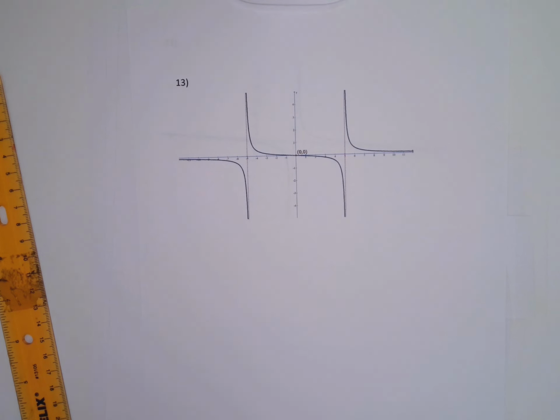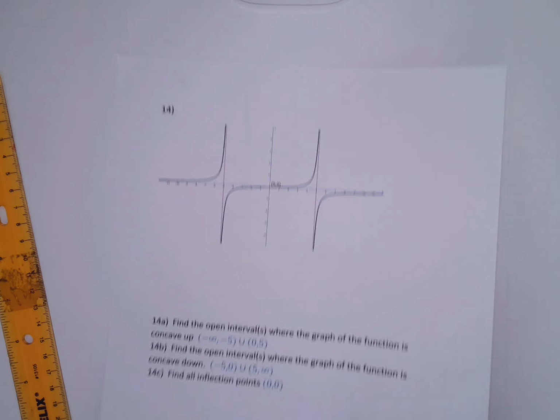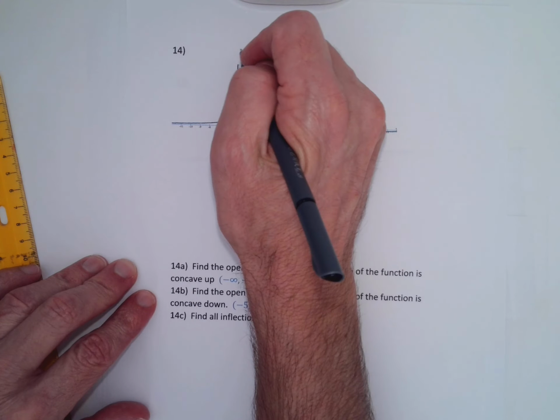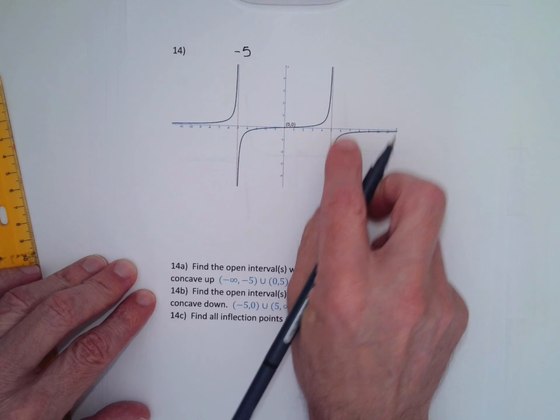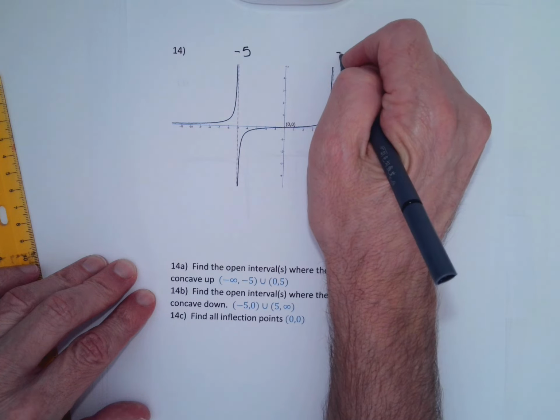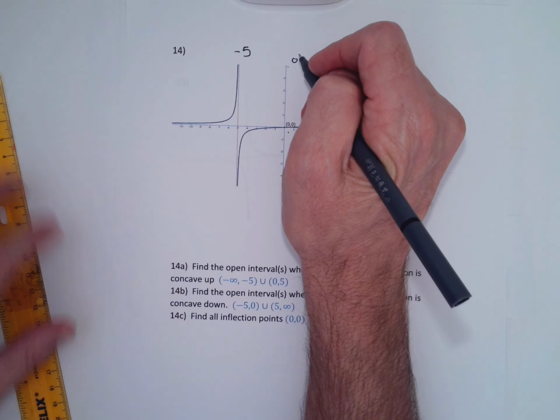One last one, and then we'll move into our part 2. And 13 and 14 are kind of the same. I have a vertical asymptote at x equal to -5. I have a vertical asymptote at x equal to +5. And I marked an inflection point that has an x-coordinate of 0. Let me separate the graphs.